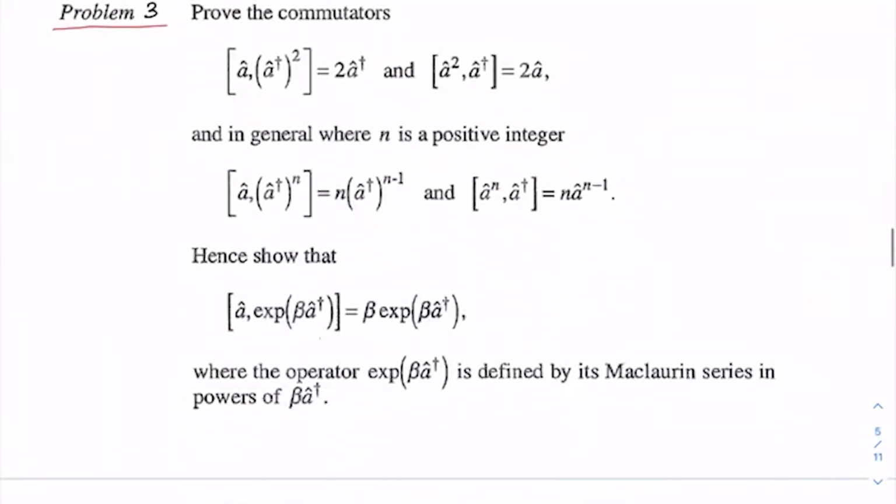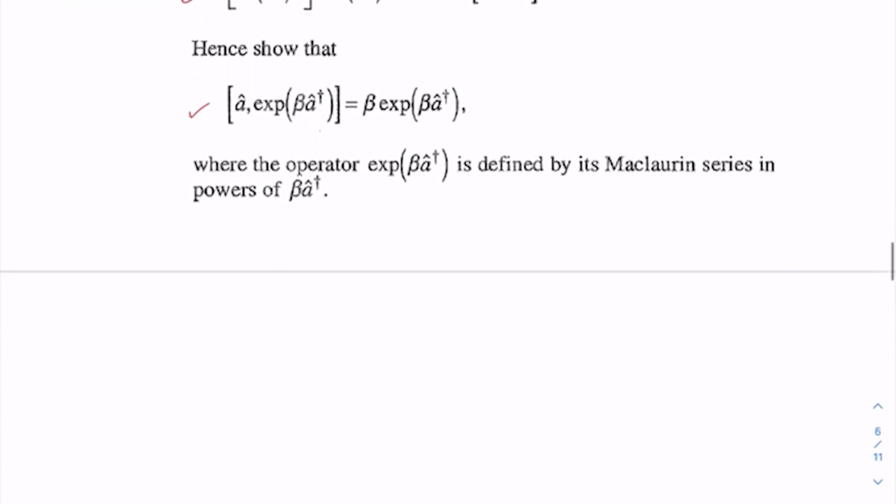Now let us work out this particular problem. Here you are asked to prove this commutation relation, and then for the general case where n is a positive integer, this is what you have to prove, and finally you are asked to establish this commutation relation. So let us do that. It is related to operator algebra. So first one, this is simple.